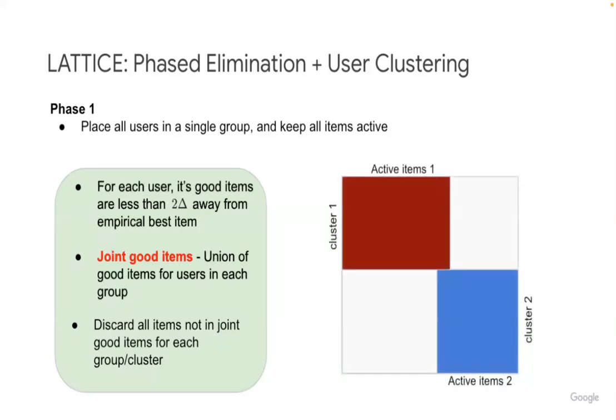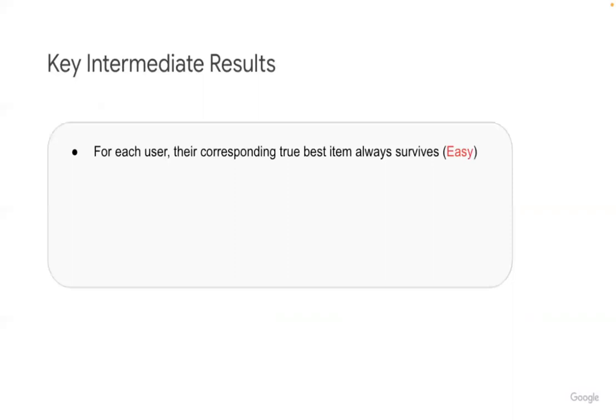So basically, at the end of phase 1, we are left with 2 carefully constructed submatrices of the entire reward matrix. So at phase 2, what we will do is exactly what we have done in phase 1, but for each of these submatrices separately.